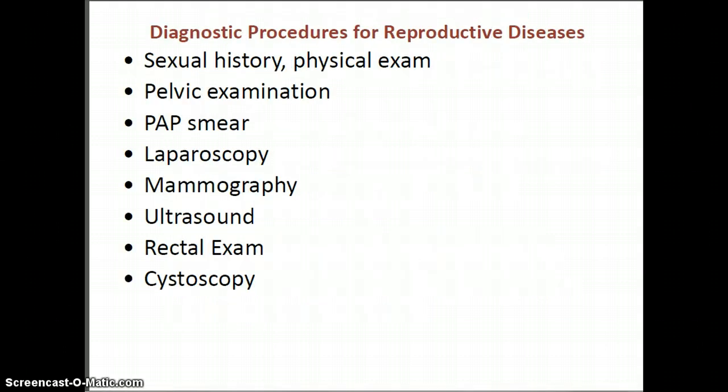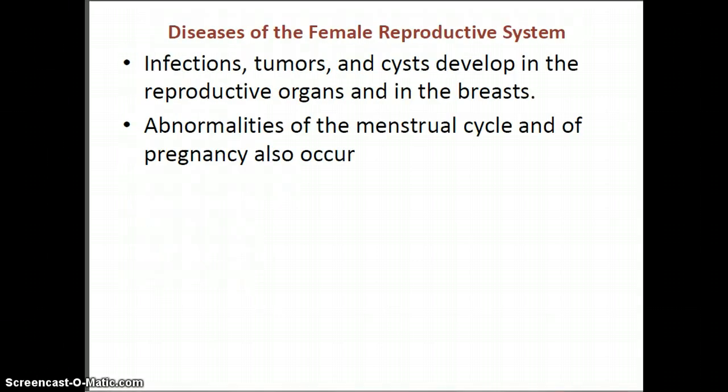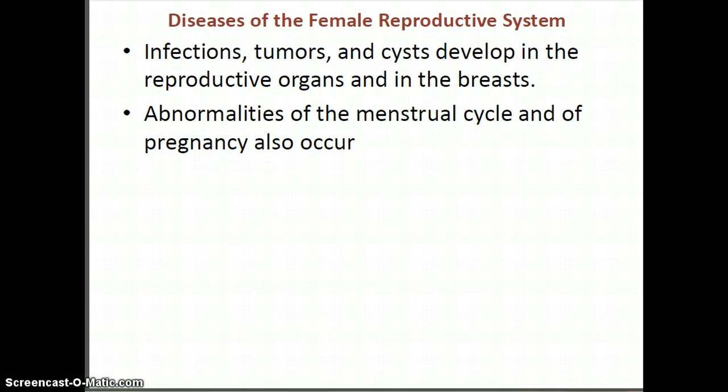The diagnostic procedures are a sexual history, physical exam, pelvic exam, pap smear, laparoscopy, mammography, ultrasound, rectal exam, or cystoscopy, again depending upon the disease in question. We'll start with some diseases of the female reproductive system. I'm not going to talk about all of the diseases, but rather use some for examples. There could be infections, tumors, or cysts developing in the reproductive organs and or in the breasts. Also consider the abnormalities of the menstrual cycle and of pregnancy that might occur. We're not going to be talking about all of these in this class.